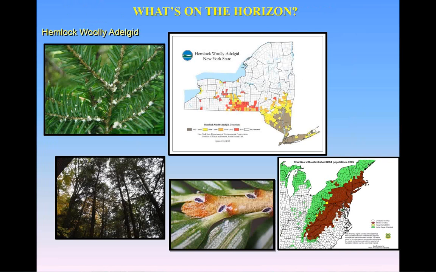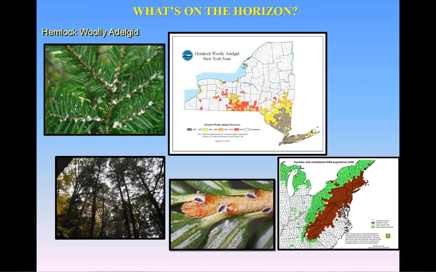Hemlock woolly adelgid, I mentioned earlier. So it's a relatively new discovery in Ontario, in Toronto in 2012, and in Niagara Gorge in 2013. It looks like it came into Toronto probably on infested nursery stock from the U.S., and the Niagara Gorge is probably moving in on birds that are transporting it from New York. So the map in the center there shows infested areas in New York, with the yellow areas very close to Ontario. So it's not a long ways for birds to carry it across into Ontario or for winds to do that.